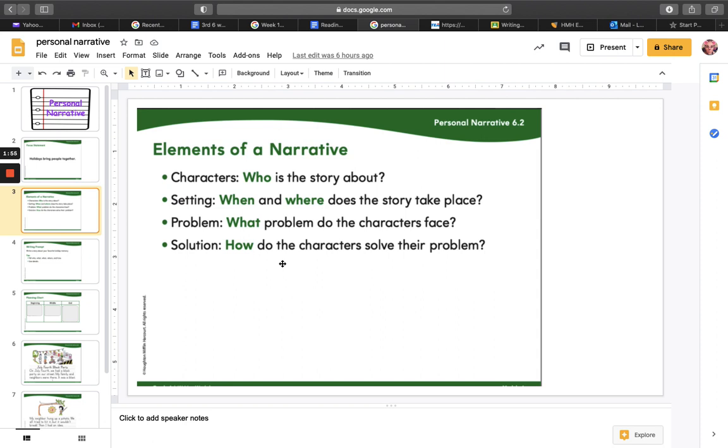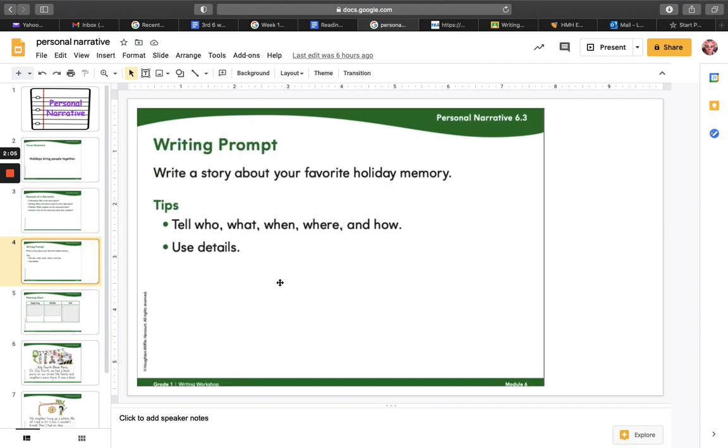So you are going to get a chance to write your own narrative about a holiday memory. Let me change slides. So here's our writing prompt, what we are going to be working on these next couple of weeks. We're going to write a story about your favorite holiday memory. Your story is going to tell who, that's your characters, what, when, where, and how. And remember, it's telling a story from your life.